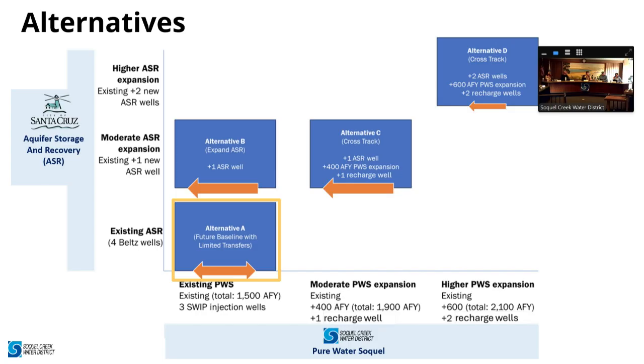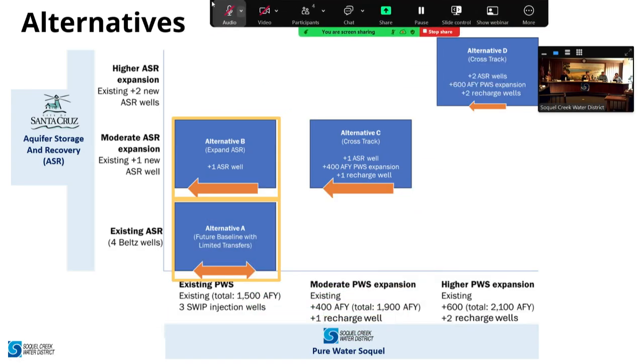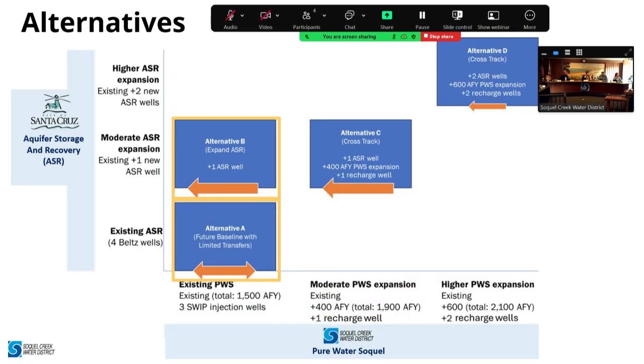I'll keep talking about alternative B. That is our expanded ASR track. That would be an existing Pure Water Soquel volume and treatment capacity, but with a moderate expansion of ASR. So that would be one additional ASR well, and that would be increased transfers between the agencies.